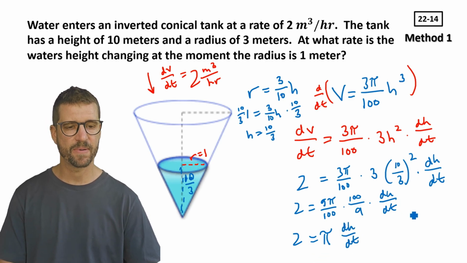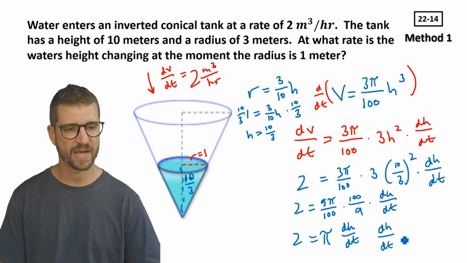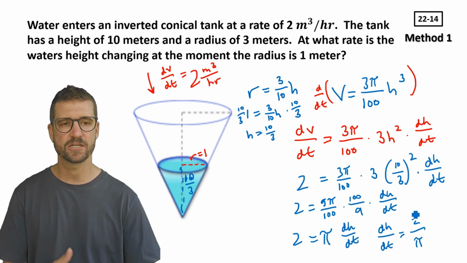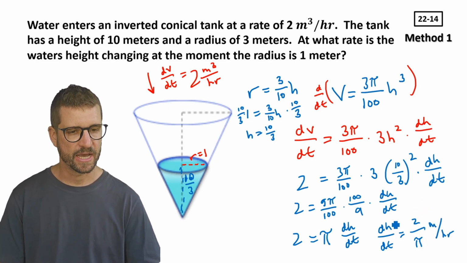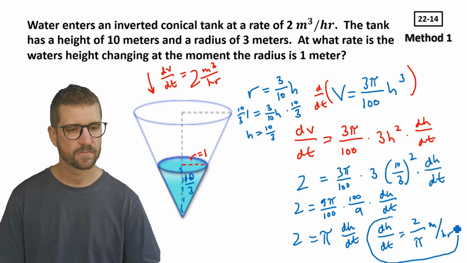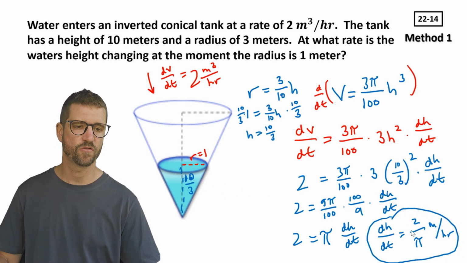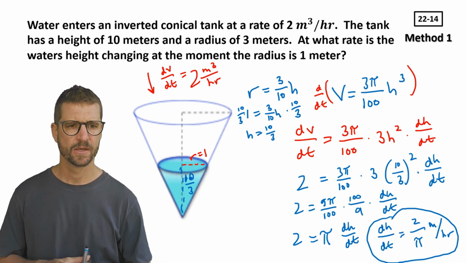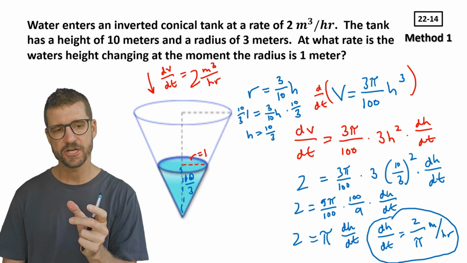And of course, we can divide by pi. So at that instant, the rate of change of height with respect to time is going to be 2 over pi. And the units are meters per hour. Okay, so at that instant, the rate at which that height is increasing is 2 over pi meters per hour. Okay? So yeah, so that's how you do that one with a known relation.